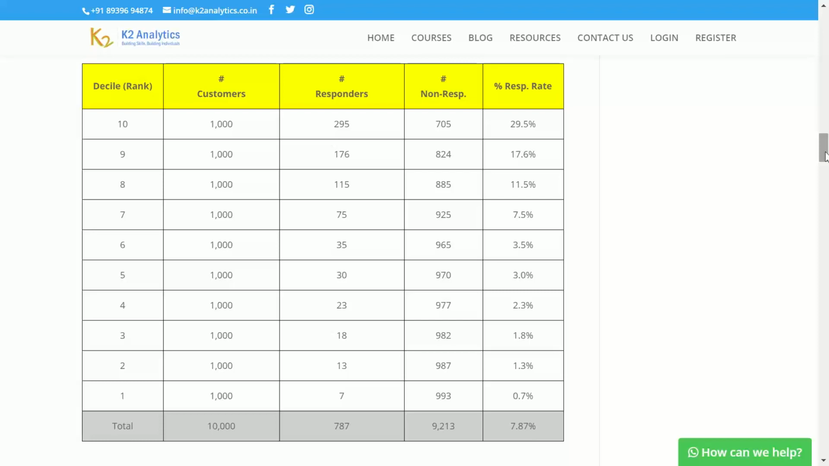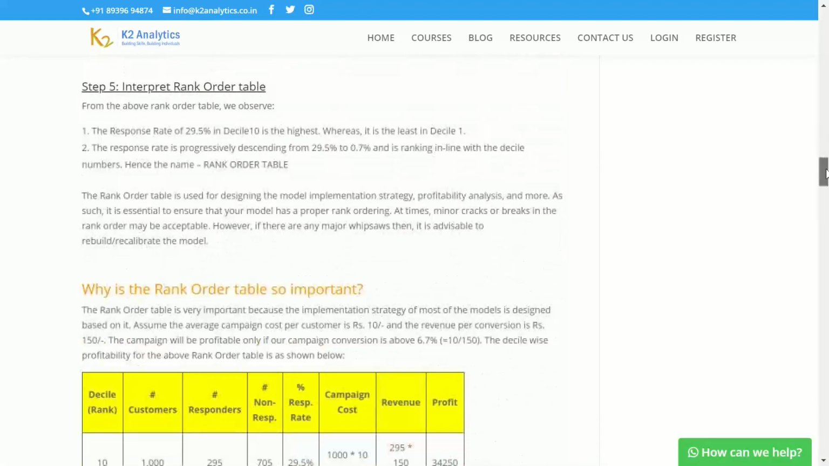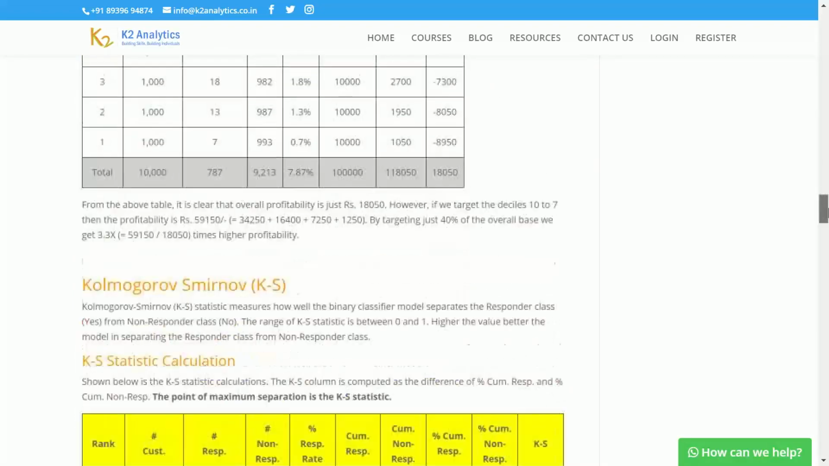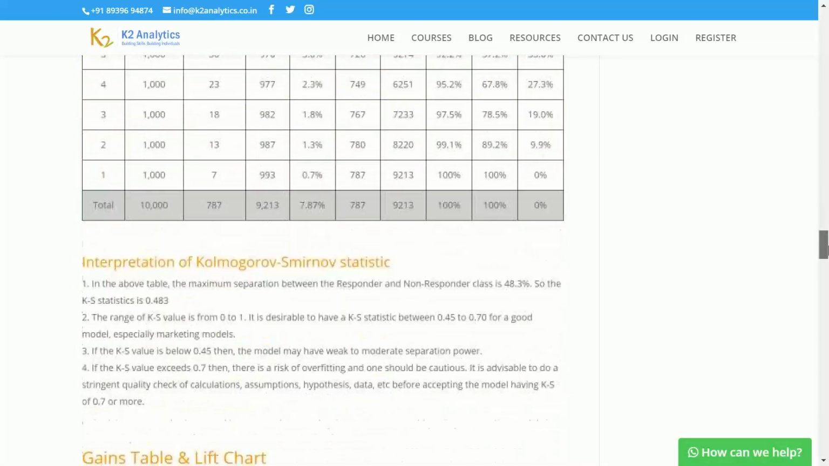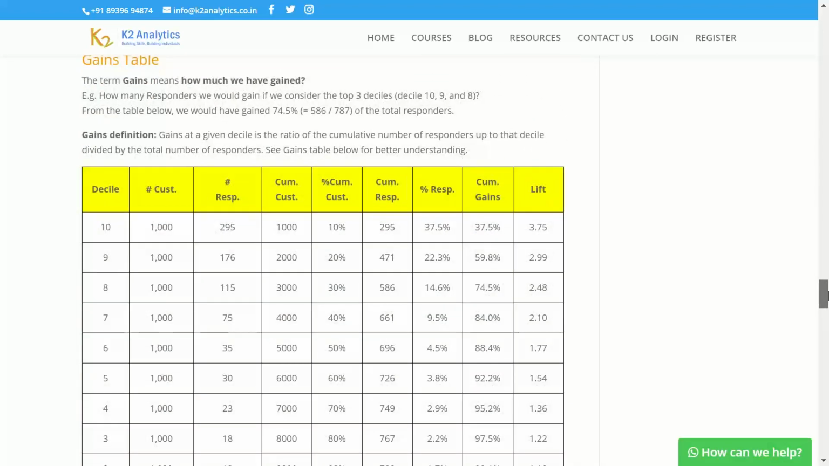You have to do the calculations, and if you are able to correctly get the answer, you have understood the concept of lift. The lift for this problem statement which I gave is 2.99, or 3 in rounded terms. So if you're getting an answer lift equal to 3, it is correct. Let me now explain the calculation using the gains table.